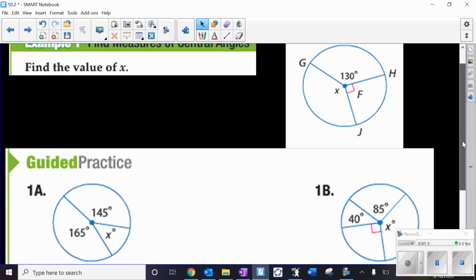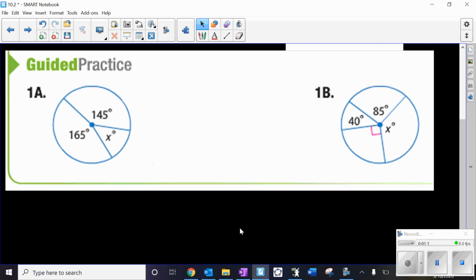Okay, so doing a couple examples in here. If I wanted to find the measure of each angle, for this one I would just take 360 and I would subtract off my two central angles, 165 and 145, and that will get me a measure of 50 degrees.